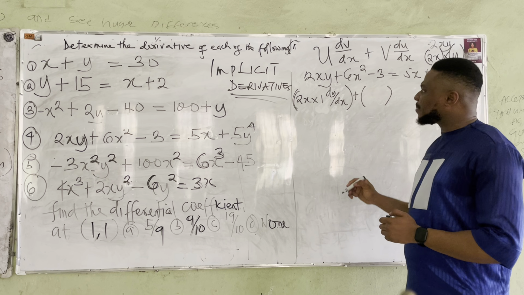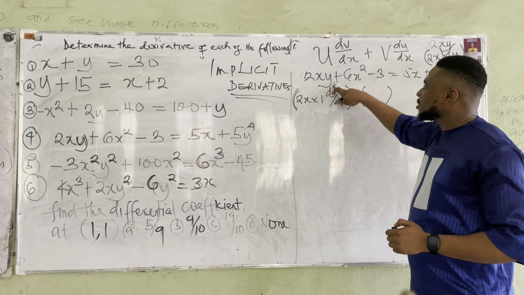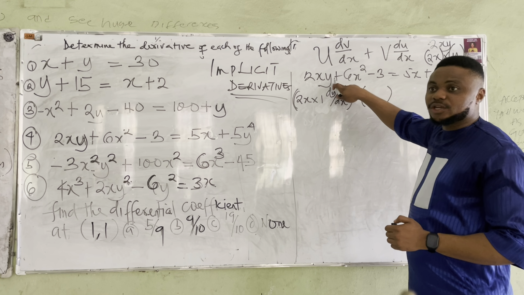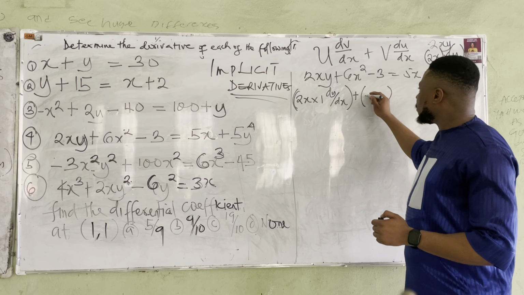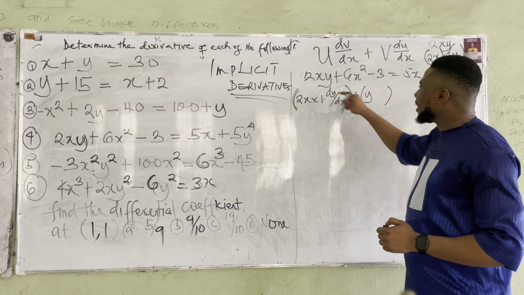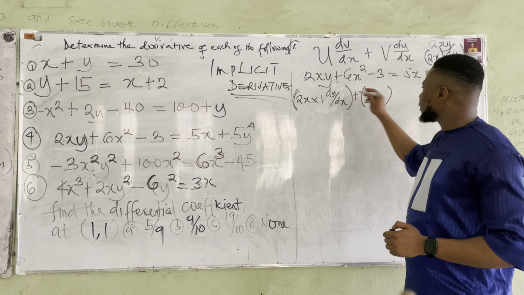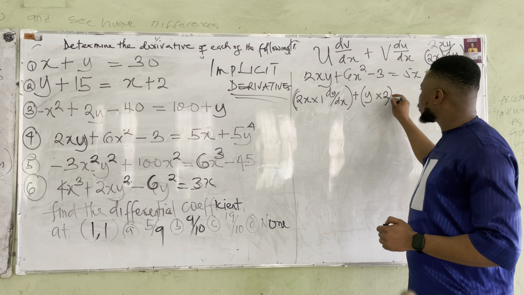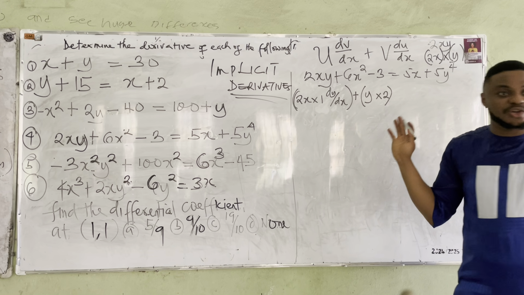Plus, open another bracket. Differentiate what? Keep y constant. And differentiate what? 2x. It will be what? 2 times what? 2. Like that, you have finished your 2xy.